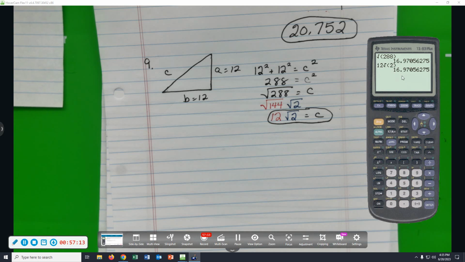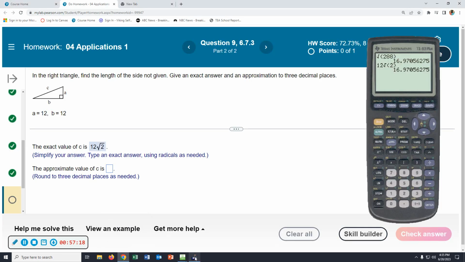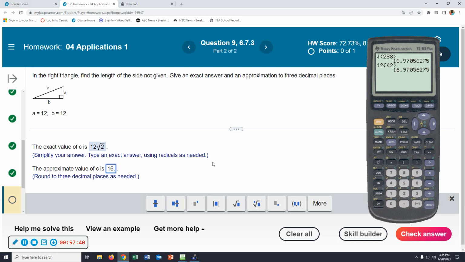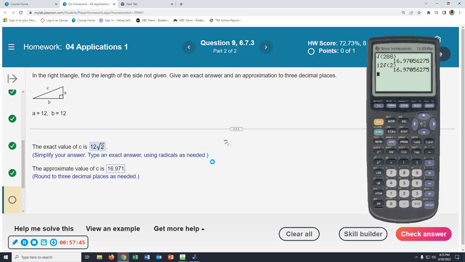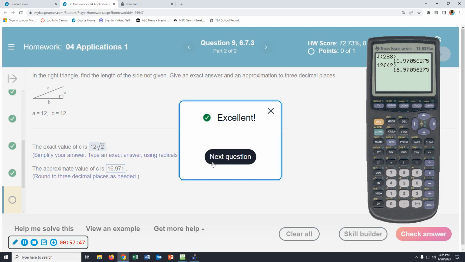Okay. And now how did it say to round this thing? To 3 decimal places. So 1, 2, 3. Are we going to leave that as a 0 or make it into a 1? Make it a 1? Because the digit after the 0 is a 5. So 16.971. Okay.